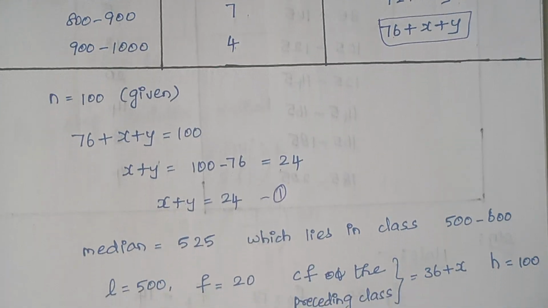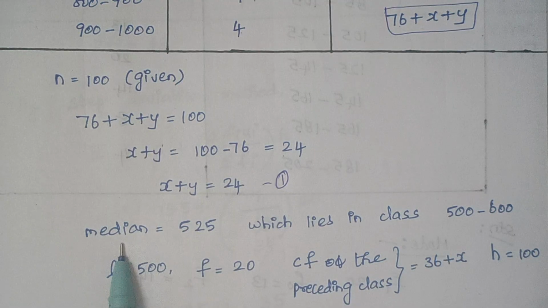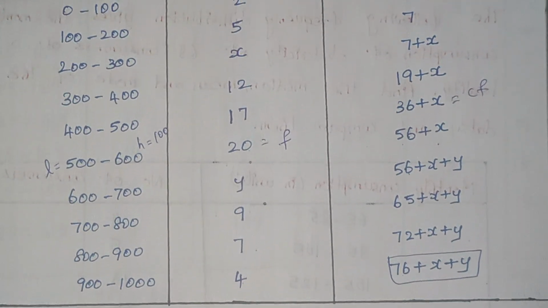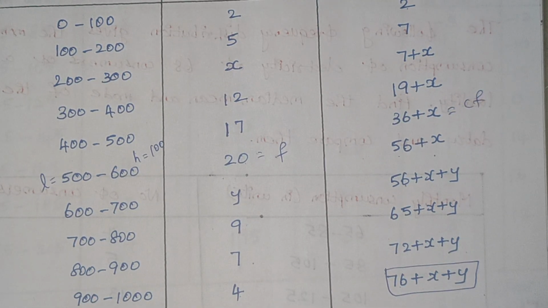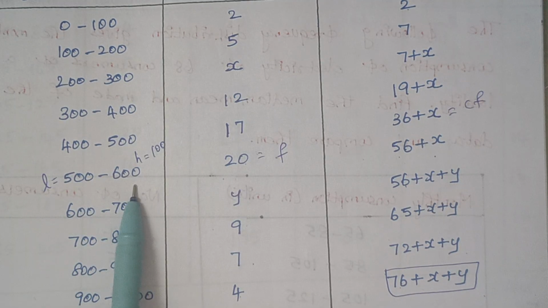So the next thing, what is given in the problem, the value of median is given. So the value of median is 525. So when you look at this interval, where does this 525 lie? This 525 lies between 500 to 600.